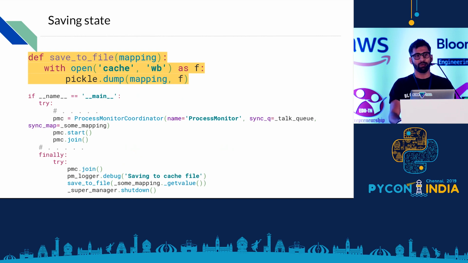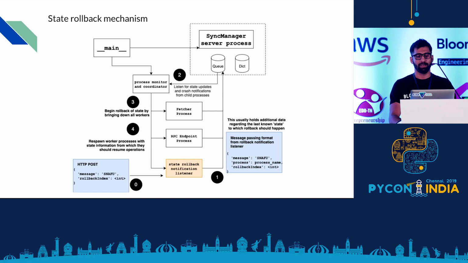And I save state also through an approach known as pickling. So you open a cache, you write to it in binary mode, and you dump a pickled object, the shared mapping, into this file. State rollback is possibly the most interesting part. So this is how I have structured my demo. In this there are 3 child worker processes and one state rollback notification listener. So when you pass a message onto it, it passes this message, the stateful information, back to the process monitor coordinator. The coordinator listens to this.